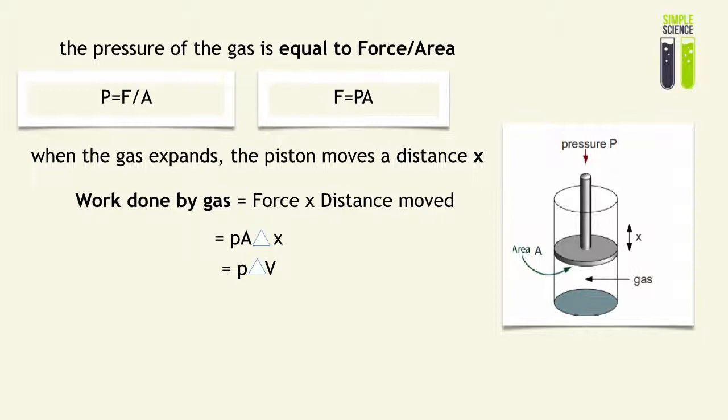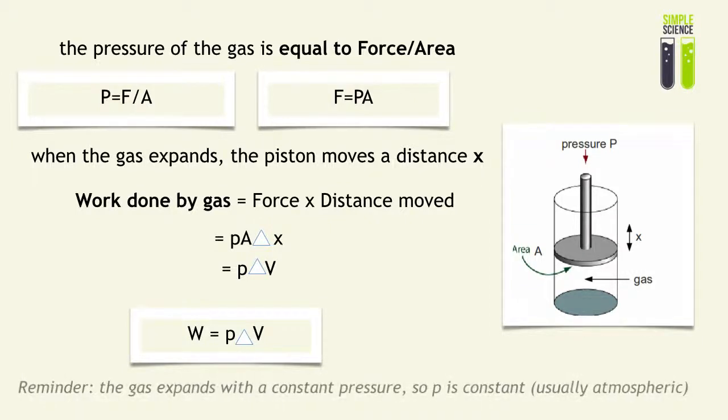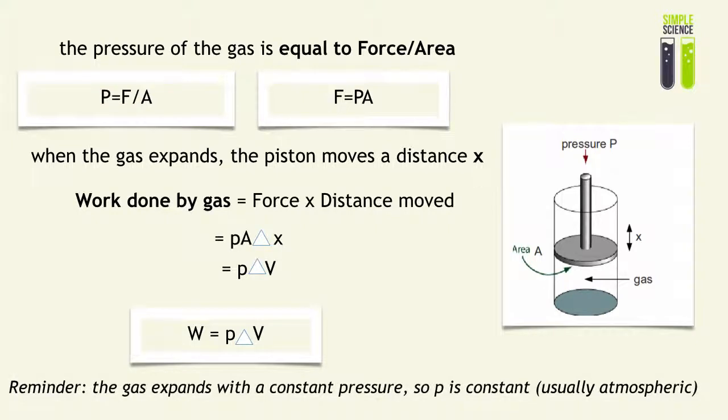And therefore, we come up with a very important equation, that is work done is equal to pressure times change in volume. Okay? Now, a reminder that the gas is expanding at a constant pressure. So throughout this process, P is constant. It's always trying to attain the pressure of the atmosphere. So that's why P is constant. And usually it's the atmospheric pressure if you are allowing it to expand and contract freely. Okay? It's usually the atmospheric pressure.